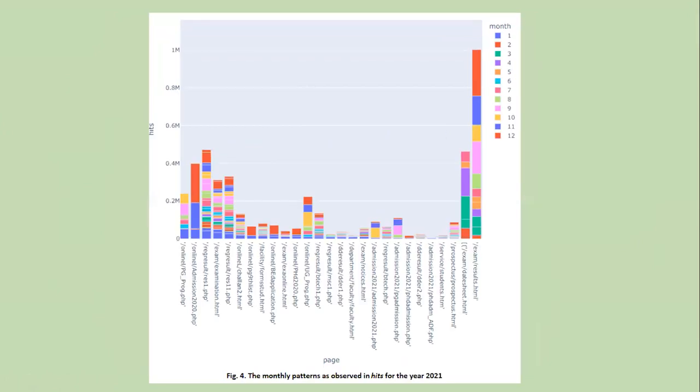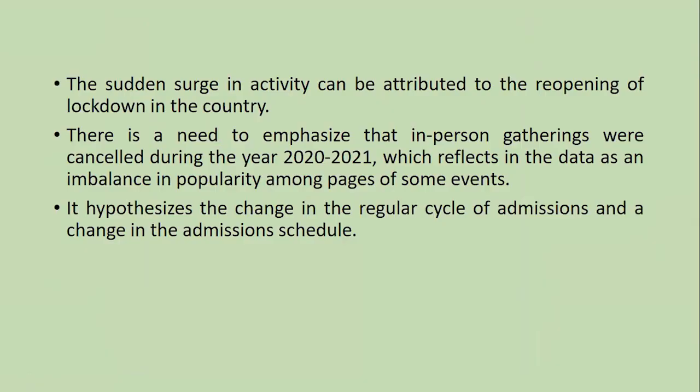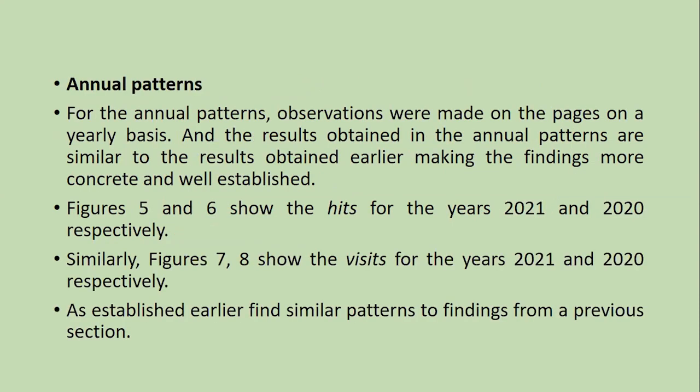This is the hits in 2021. This sudden surge in activity can be attributed to the reopening after lockdown in the country. There is a need to emphasize that in-person gatherings were cancelled during the year 2020-21, which reflects in the data as an imbalance in the popularity among pages of some events. It hypothesizes a change in the regular cycle of admission and a change in the admission schedule.